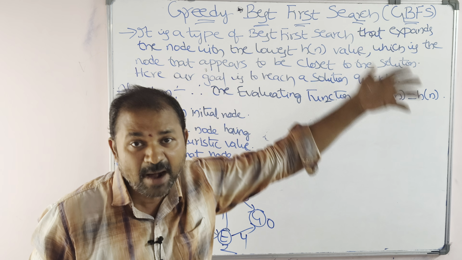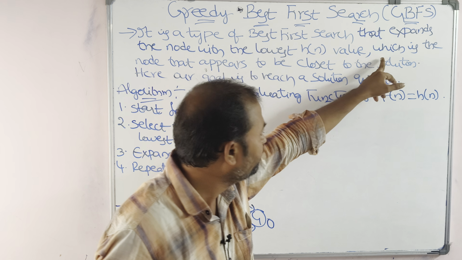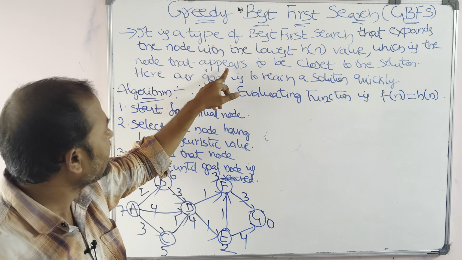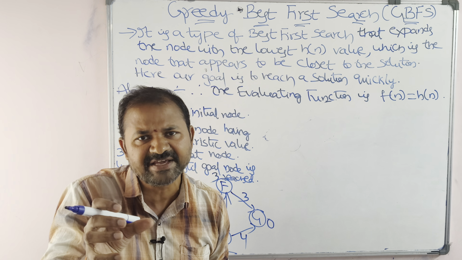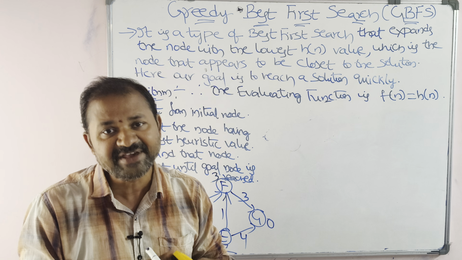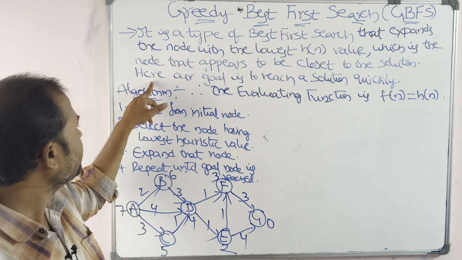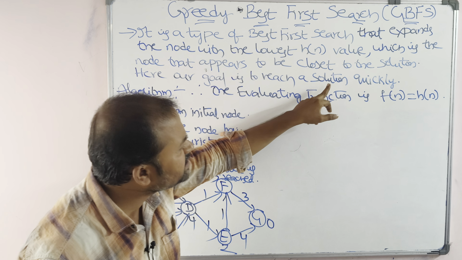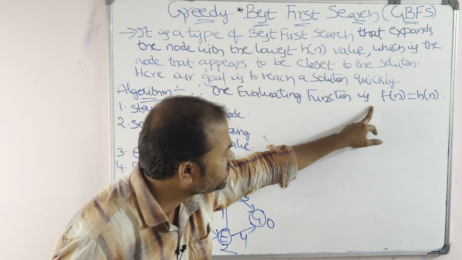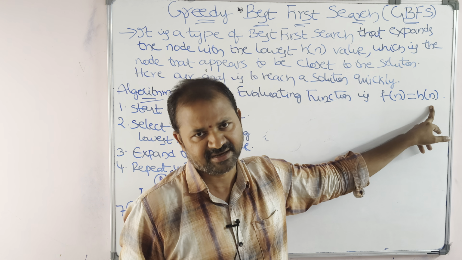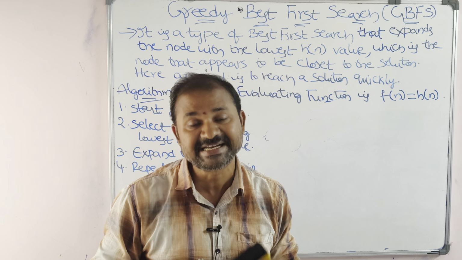So here we have to expand the node with the least heuristic value, which is the node that appears to be closest to the solution. If a node has a lower heuristic value, then we can say that node is closest to the goal node. Here our goal is to reach a solution quickly. Therefore, the evaluation function is f of n equal to h of n. Here we will consider only the heuristic value. No need of any edge cost.